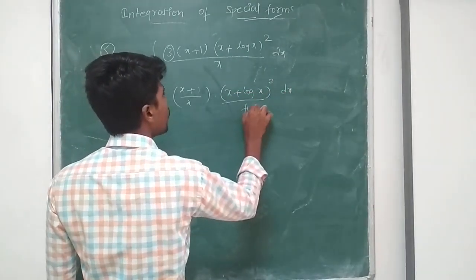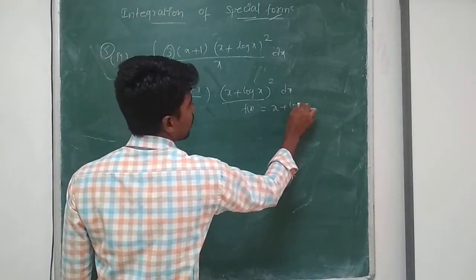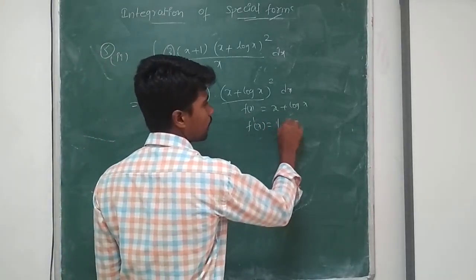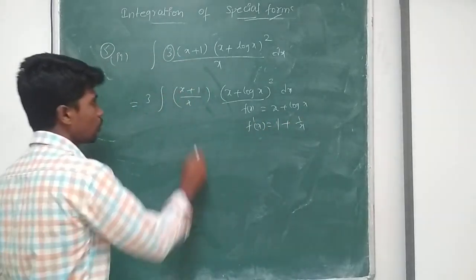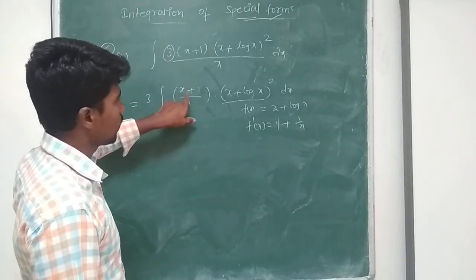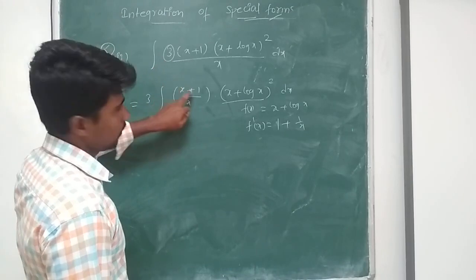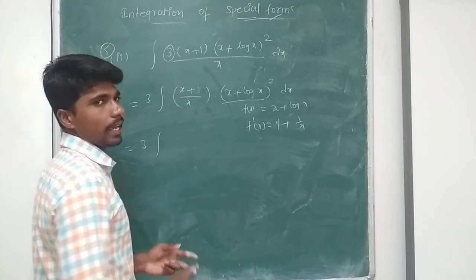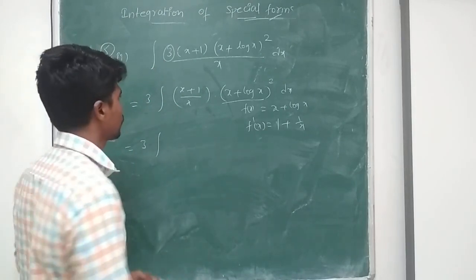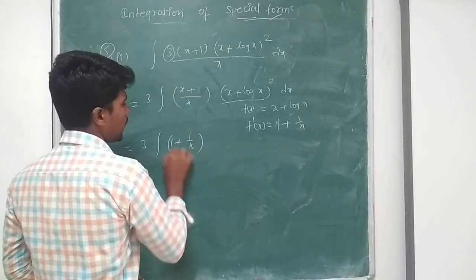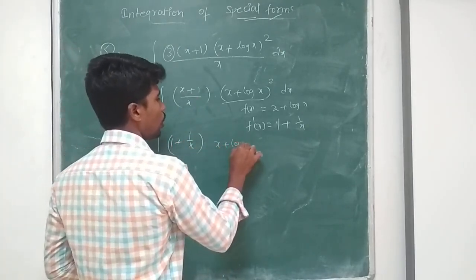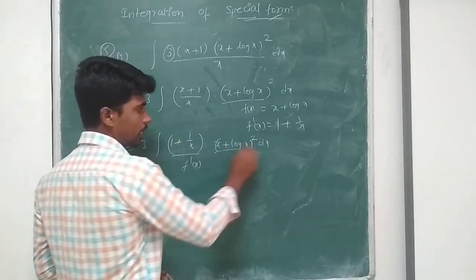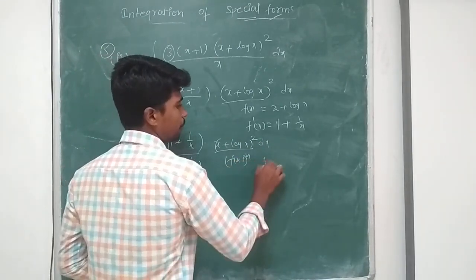So consider this as f of x, and f dash of x will be equal to the derivative of x, which is 1, plus the derivative of log x, which is 1 by x. You can cross check this: just split this x to the numerator, and x by x will be equal to 1 plus 1 by x. So I got this particular form, like f power n x into f dash of x. So this will be equal to 1 plus 1 by x into x plus log x power 2 dx. So this acts as f dash of x and this acts as f of x power n dx.